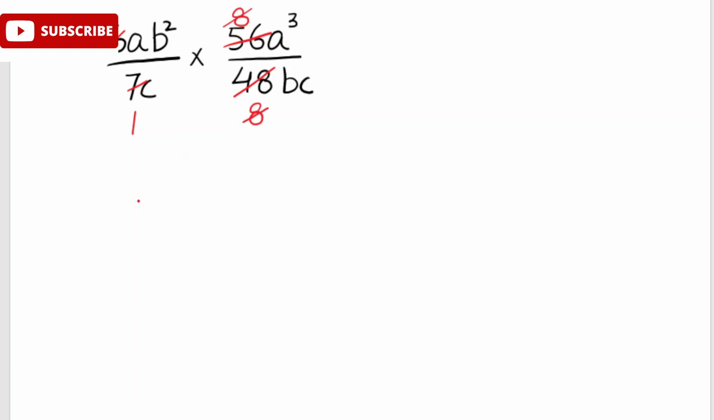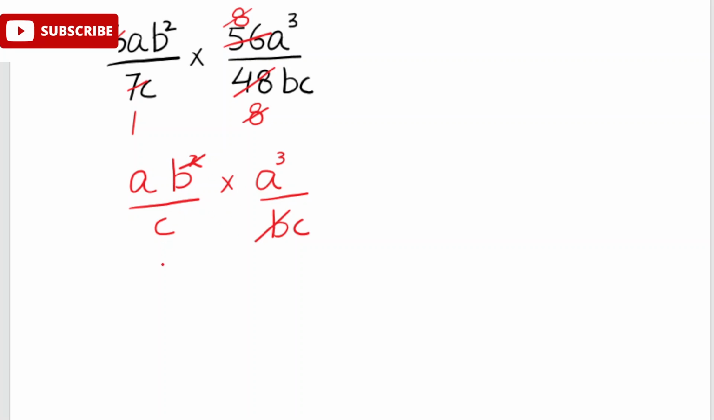After it, you can first cancel this 8 with this 8, and then it will be a b square times a cube by c, and here just bc left. Now it's very simple for us. We can cancel this b square with this b. It means two b's are there, so we will cancel one.